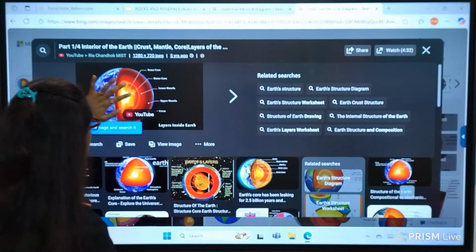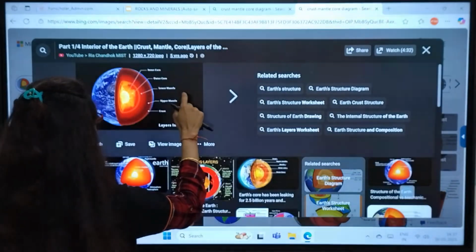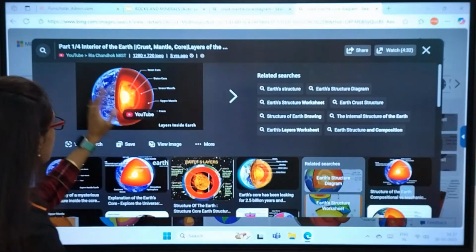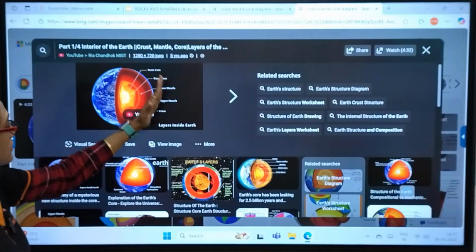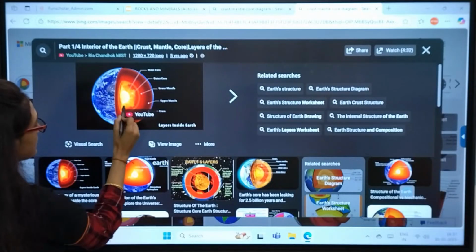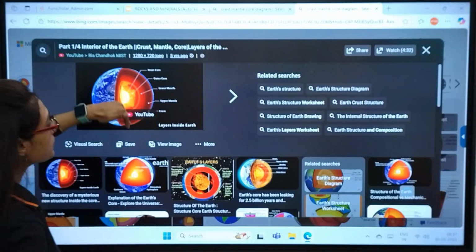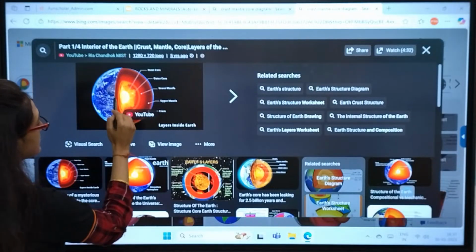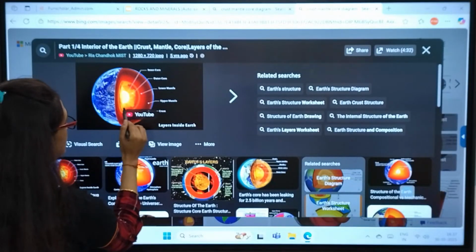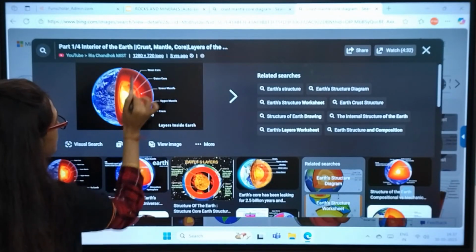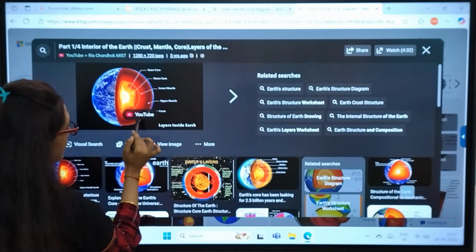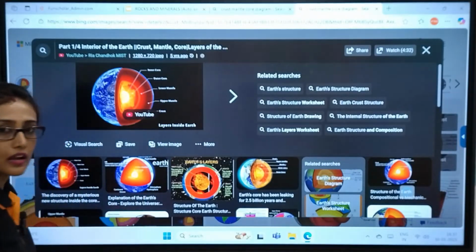Just look at this picture. I wish I could zoom it out, not happening. See, this is how our earth looks. If we take a 3D part of the earth, in the innermost part, it still has so much heat. This is the core. Here it is given inner core and outer core. Above it lies the mantle, and the outermost part is the crust.